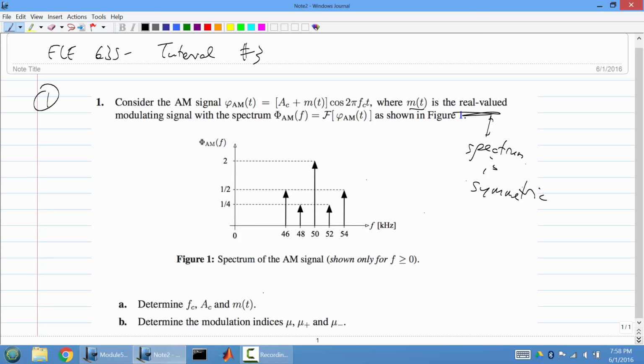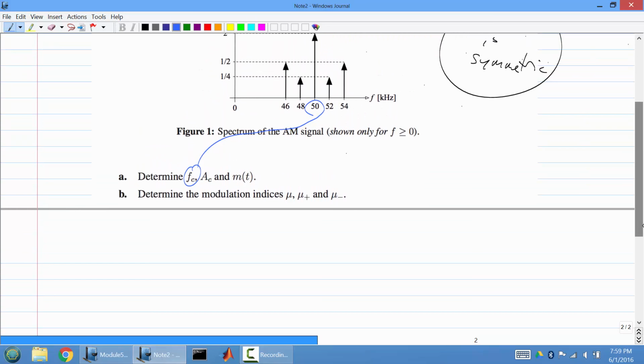So the next thing we have to do is figure out what the carrier frequency is, what the carrier amplitude is, and what the original message is, as well as the modulation indices. So we have mu, and then mu plus and mu minus. Because it's real valued, this is very important. If you were to take a vertical mirror and put it at a certain point, the left and the right side should match up, right? So you probably agree with me that the carrier frequency is this guy over here, just by observation. So f_c here is equal to 50 kilohertz.